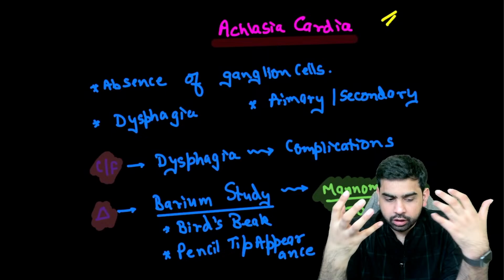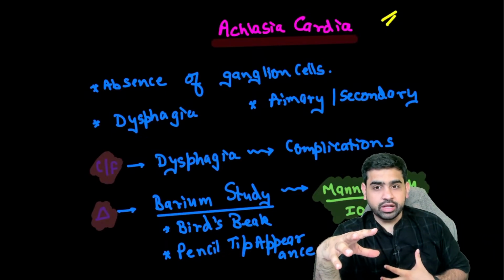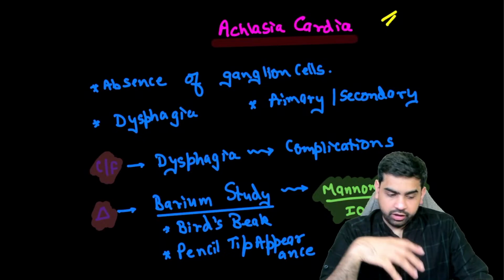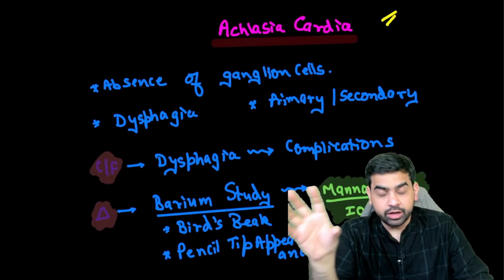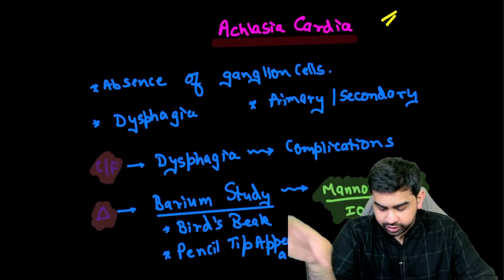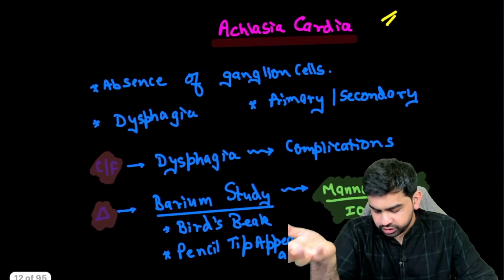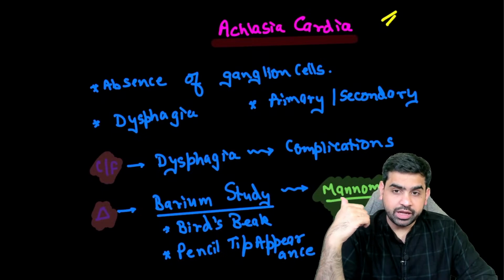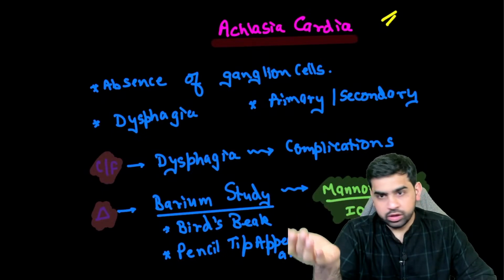That's all fine. Now the clinical scenario they give you will mention fullness in the mediastinum, aspiration, lung pneumonitis and so on. The first investigation you do is barium studies, and then the investigation of choice is manometry.